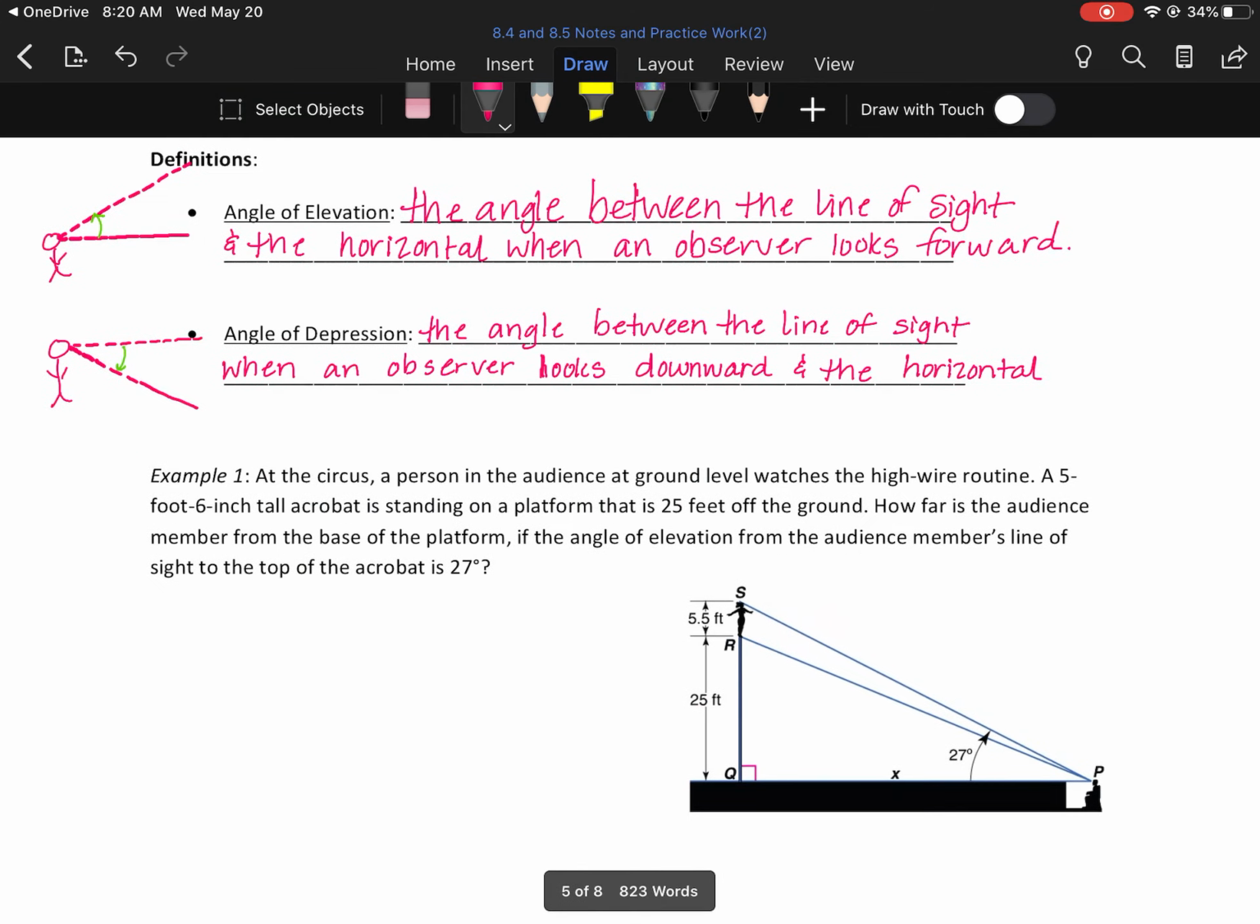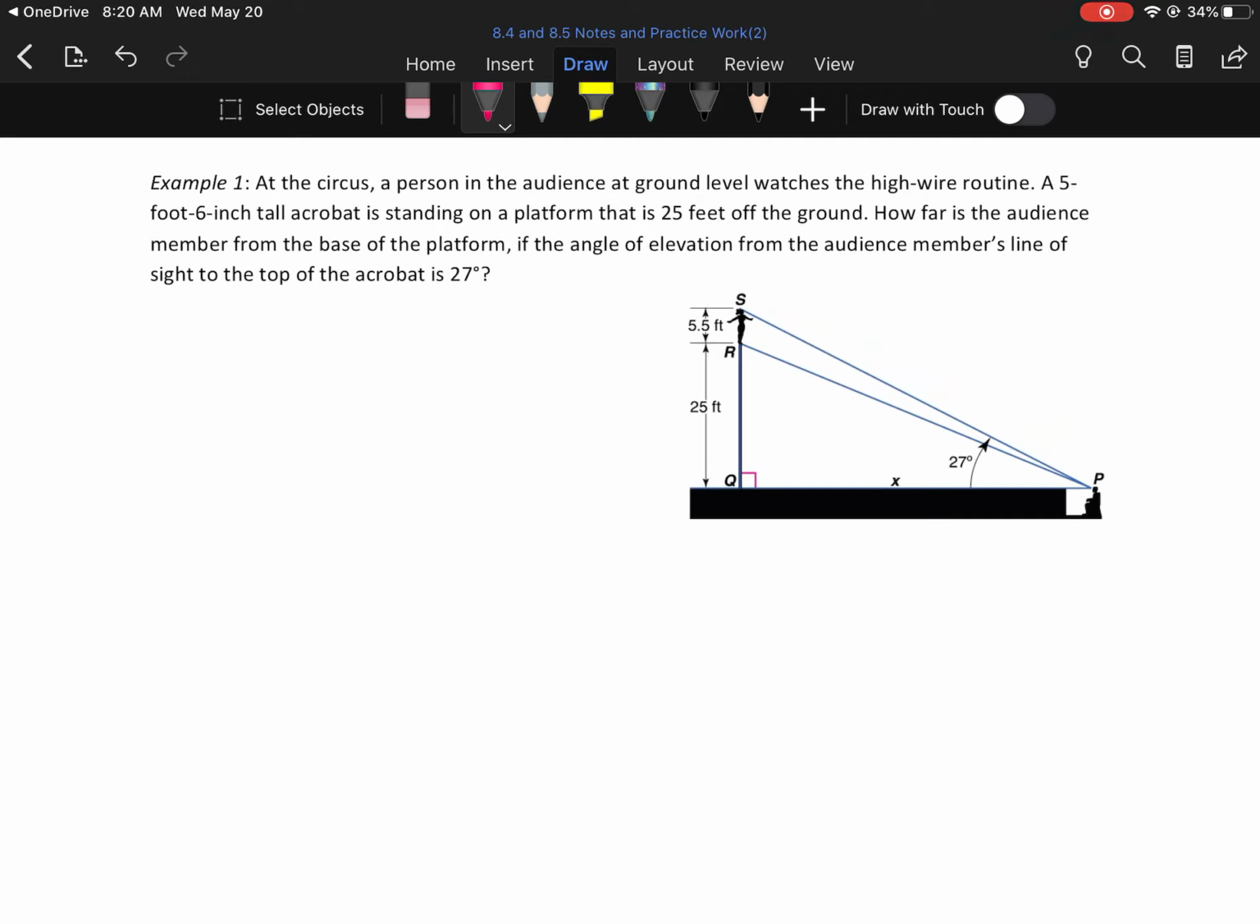It says, at the circus, a person in the audience at ground level watches the high wire routine. So here's our person in the audience. A 5-foot, 6-inch tall acrobat is standing on a platform that is 25 feet off the ground. How far is the audience member from the base of the platform if the angle of elevation from the audience member's line of sight to the top of the acrobat is 27 degrees? So they gave us some very valuable information here.